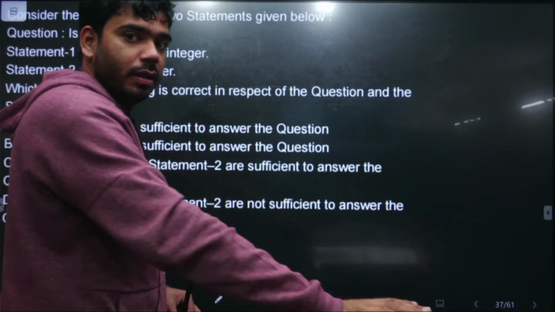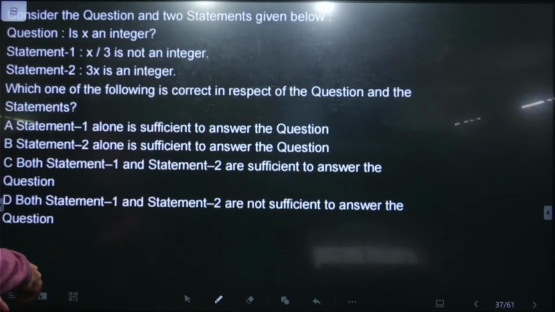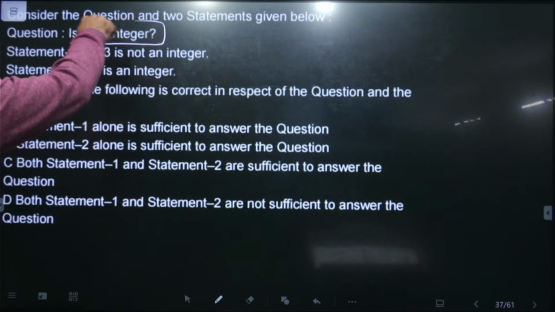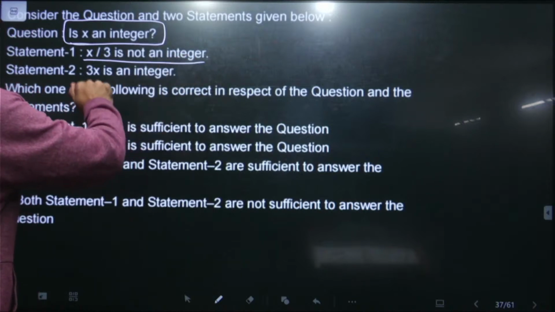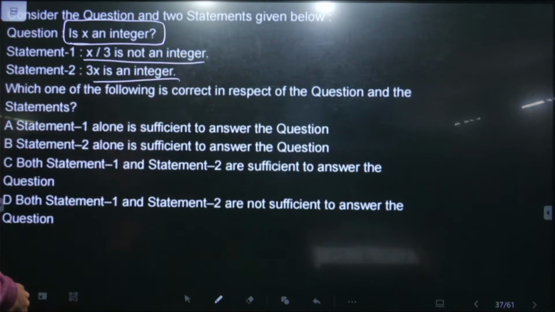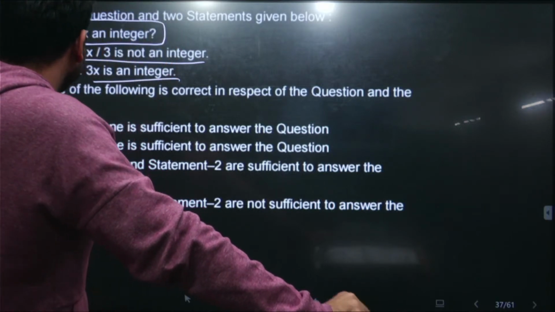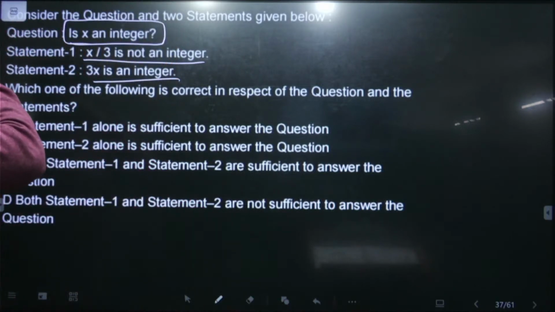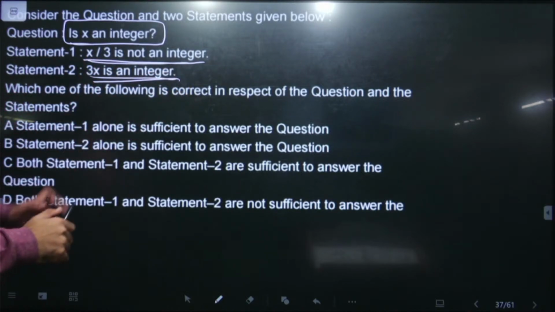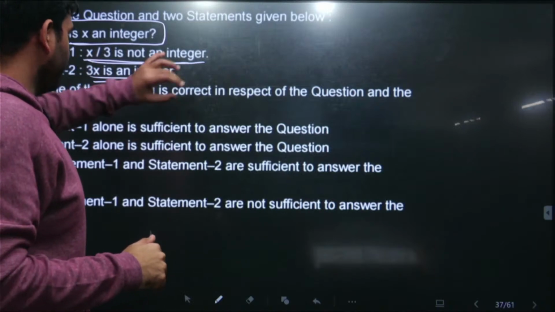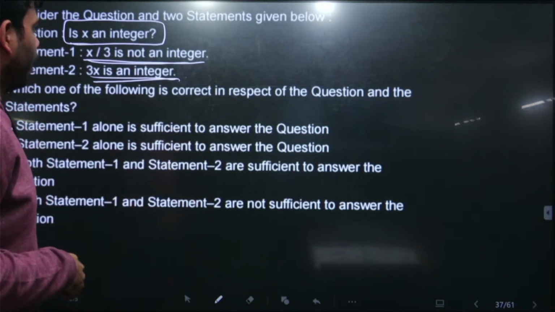Right? So then this is the next question. The question is saying, is x an integer? And 2 statements are given to us. x by 3 is not an integer and 3x is an integer. So we need to find whether x is an integer or not. This is what has been given to us. And then we need to find whether, using these 2 statements, we can conclude whether x is an integer or x is not an integer.